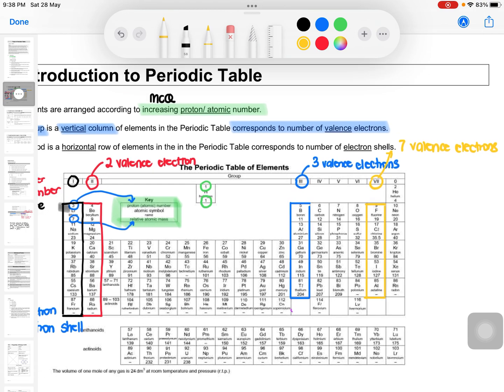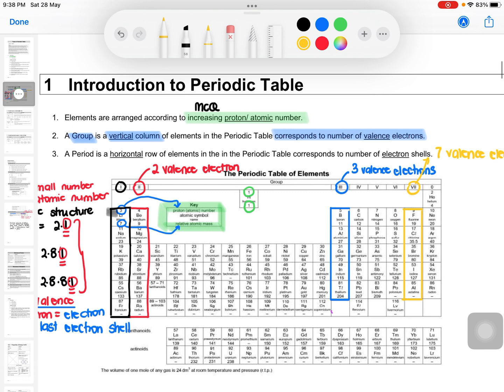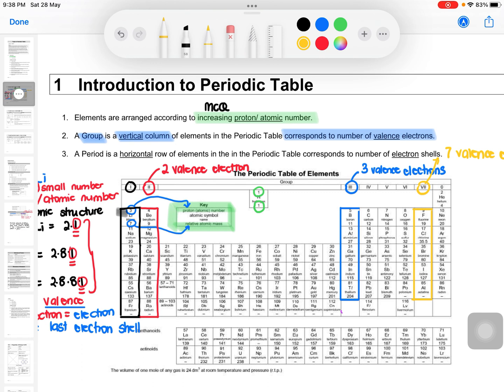Okay, next. Here first you have the group. Now let's go to the period. So what is a period?